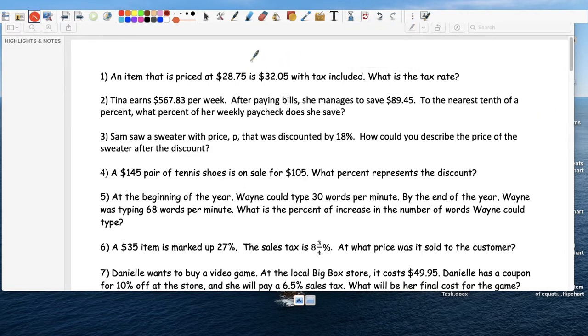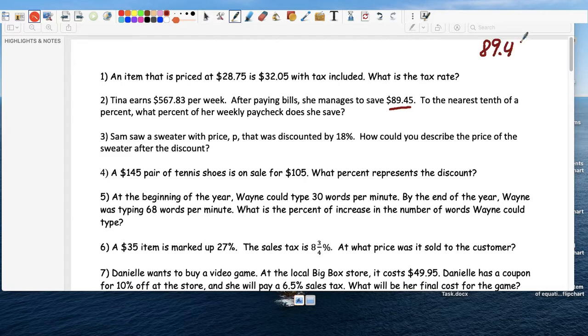Tim earns this much this week after paying bills. She managed to save this much, $89.45. The nearest tenth of a percent. What percent of her weekly paycheck does she save? So how much does she save? This is no different than saying, hey, I got 25 out of 45 on a test. What percent did I get? So that's the same idea.